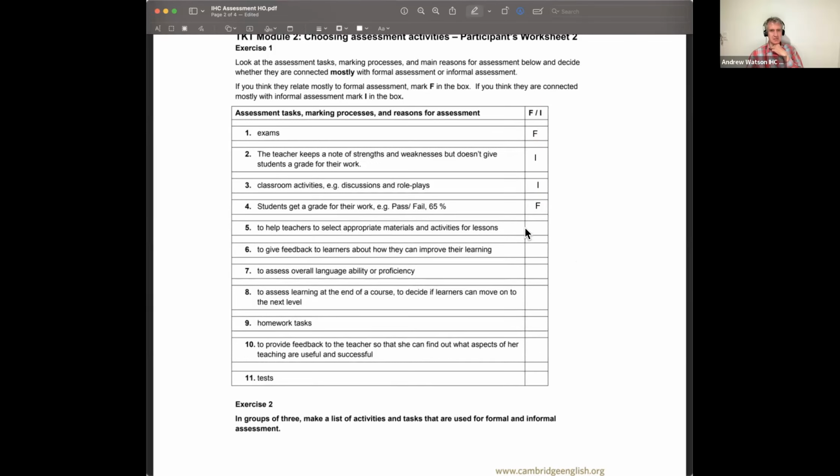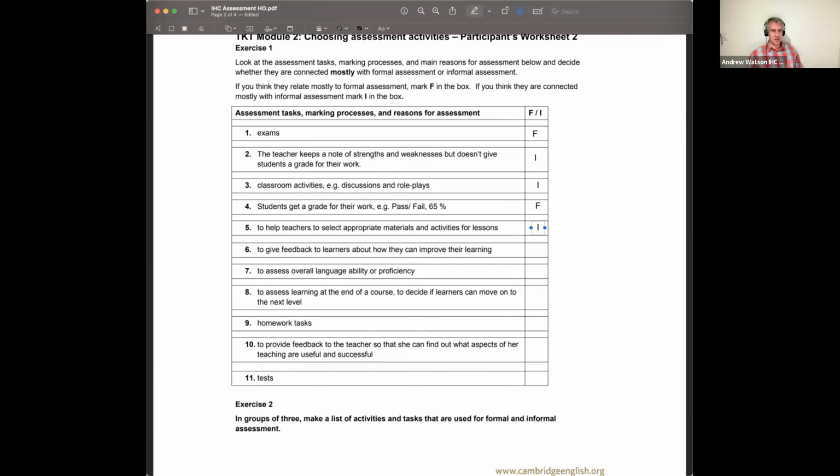Help teachers to select appropriate materials and activities for lessons. Informal. Yeah. So like sort of diagnostic, and so that gives us an idea about what we can use to teach.